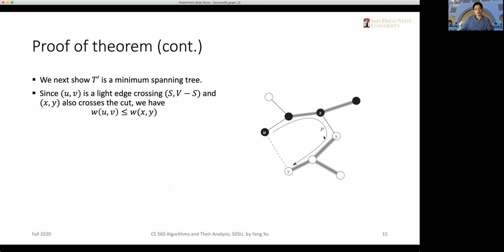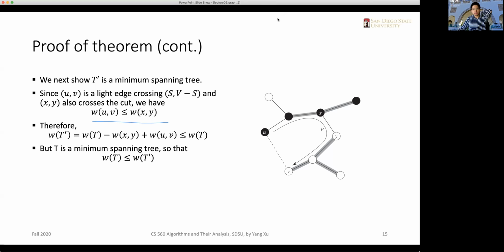Okay, so this is quite easy since U and V is a light edge, right? A light edge means that it is the minimum edge, which means the weight of U and V should be smaller than the weight of X and Y. Okay, and that means if we subtract X and Y first, and then add W plus the weight of U and V, the result should be smaller than or equal to the weight of tree, right?